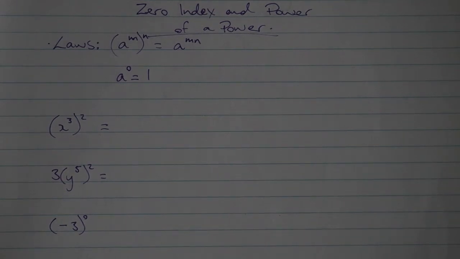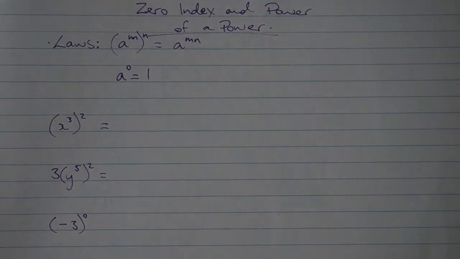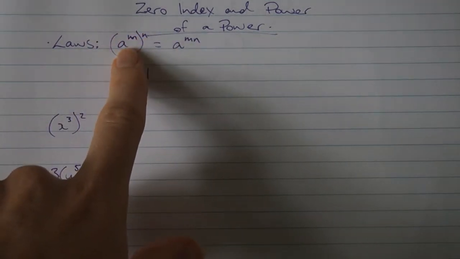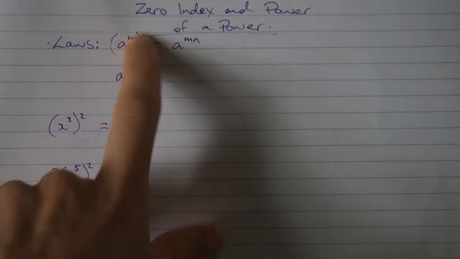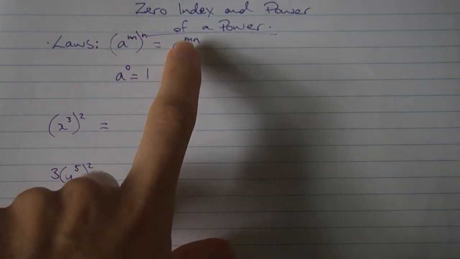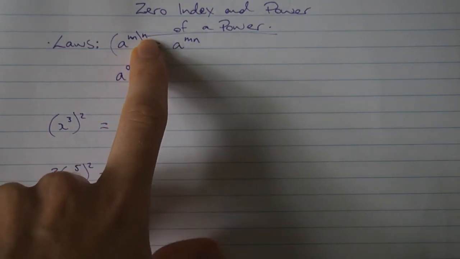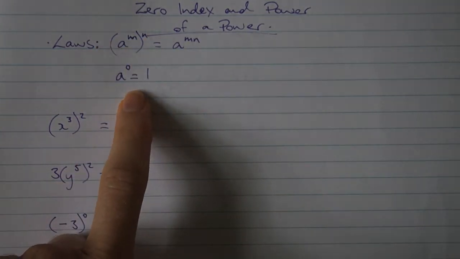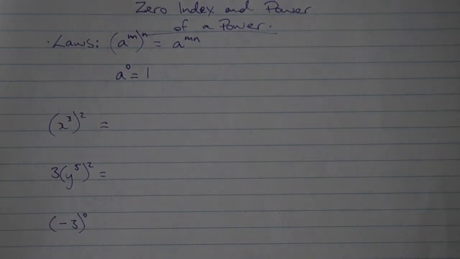Continuing on with our index laws, we have our zero index and our power of a power. So the laws we're looking at today are the power of a power, first of all, which says that a to the power of m, all put to the power of n, gives us a to the power of mn. So what we've done there is we've multiplied our powers. I'm going to show you how that works in a sec, but our second law that we're working with is that a to the power of 0 is 1. So what that tells us is that anything put to the power of 0 is 1.